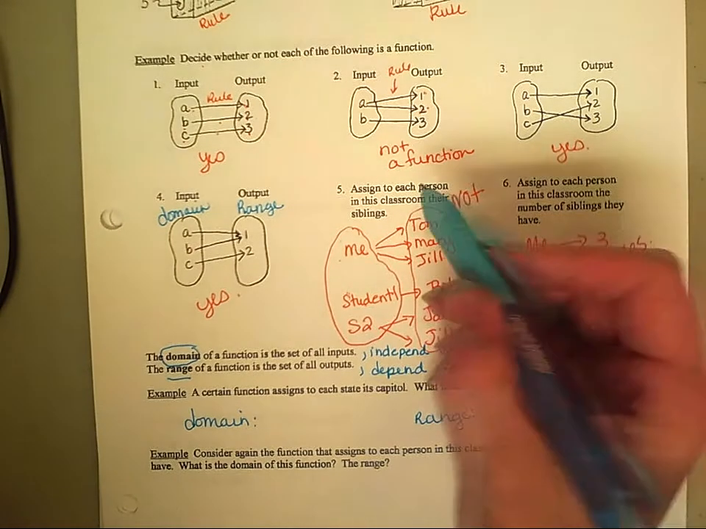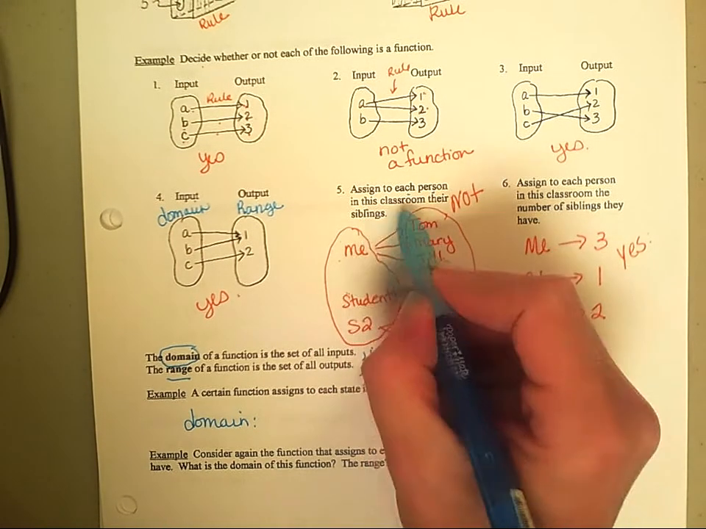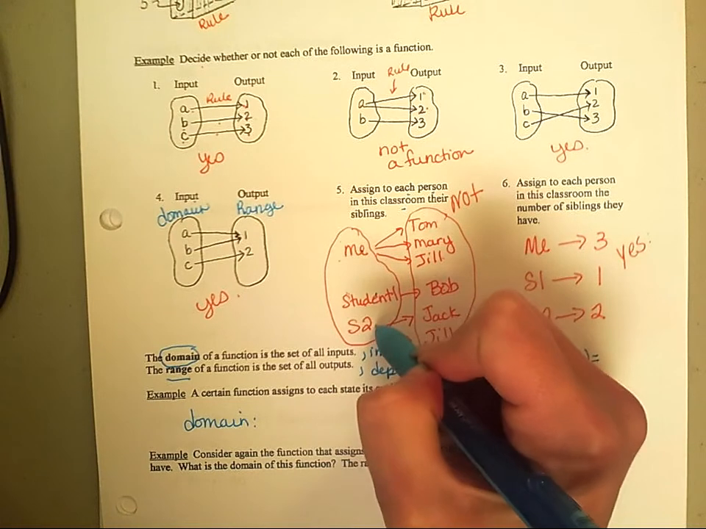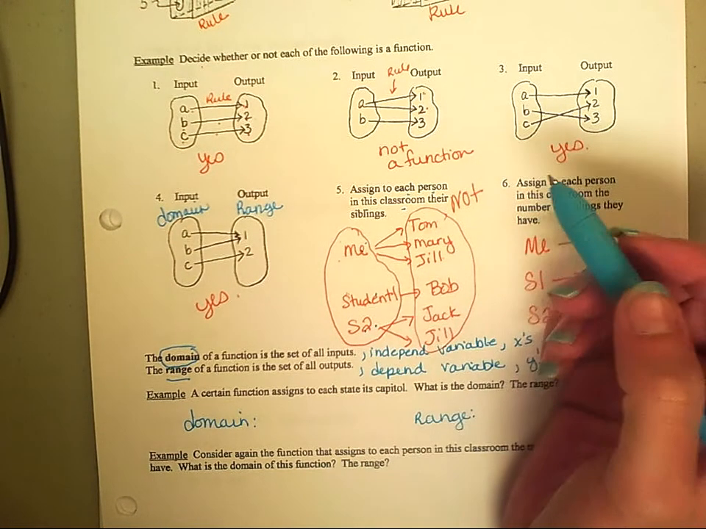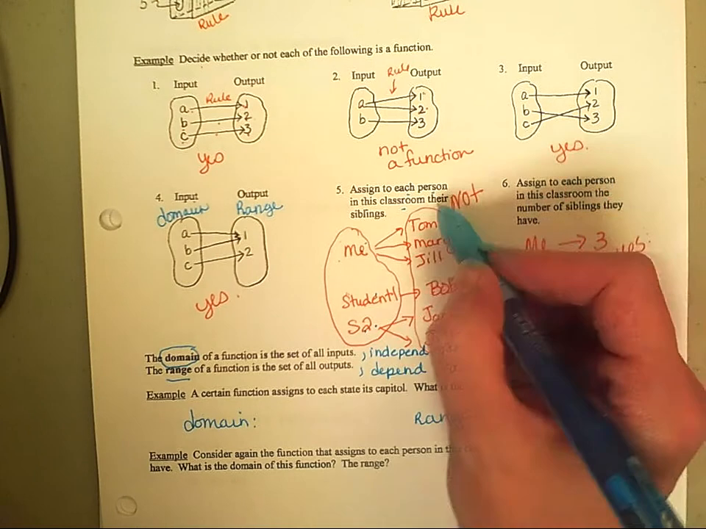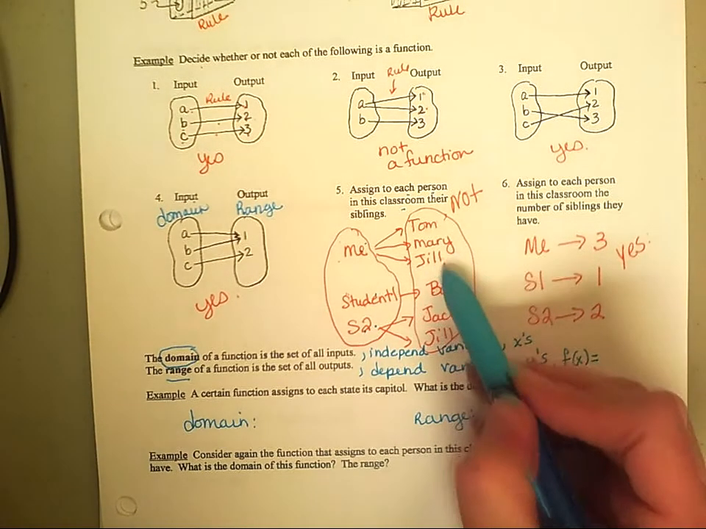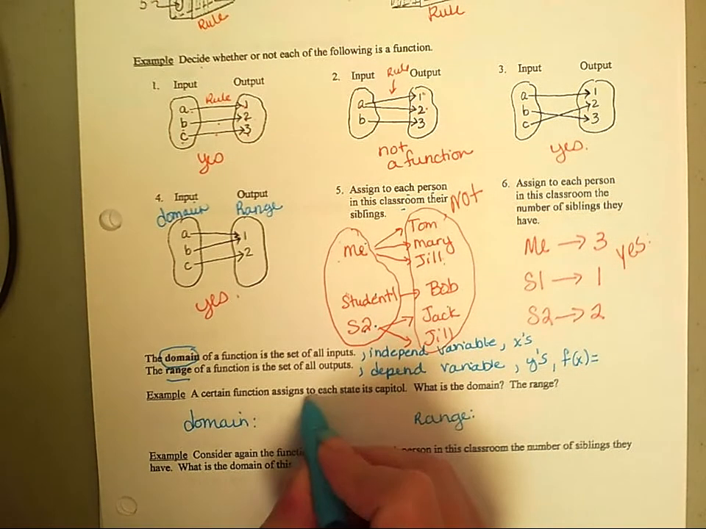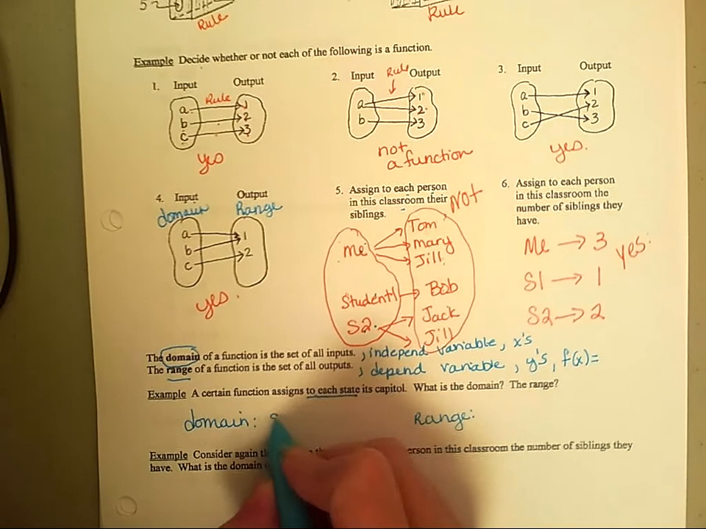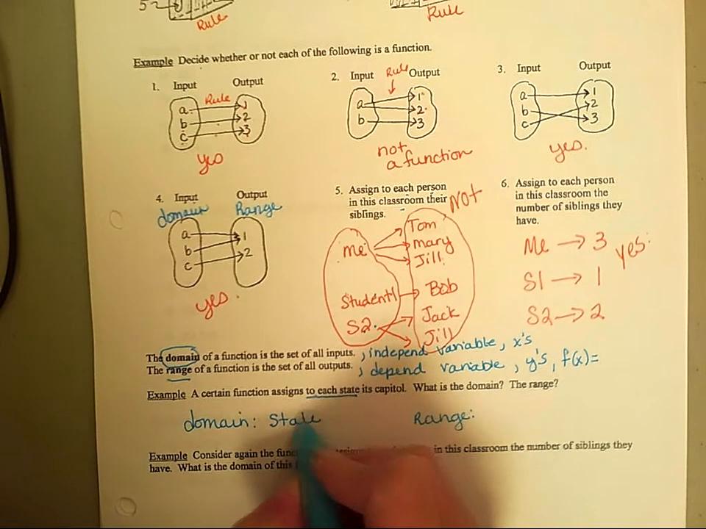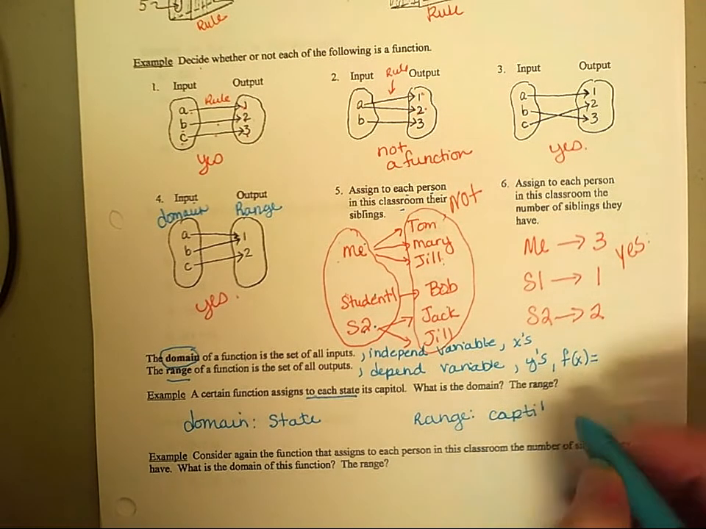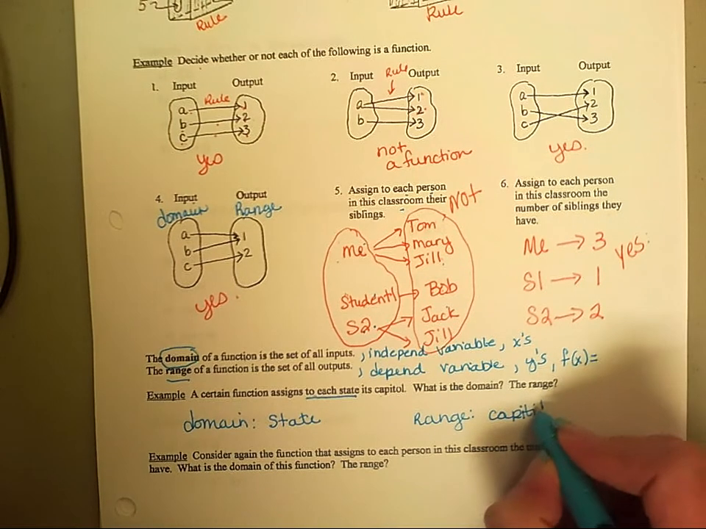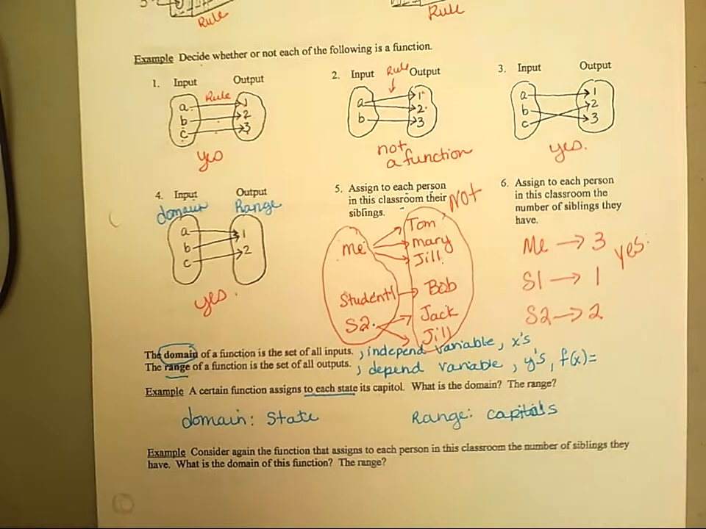So here we assigned each person in this classroom, me, student 1, and student 2. We said these were the inputs, to their siblings, and those are the outputs. So we're going to assign to each state, so that means the state is the domain, its capital.